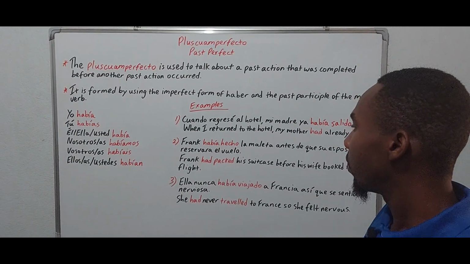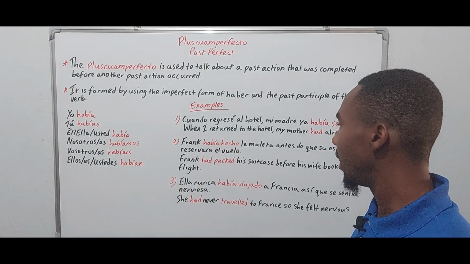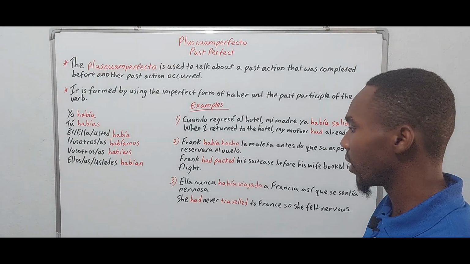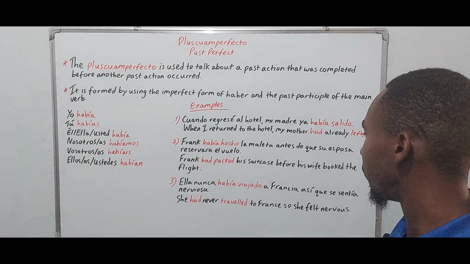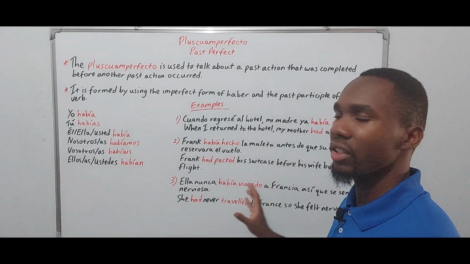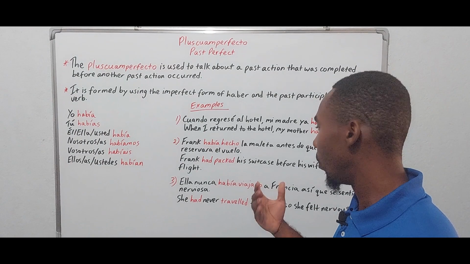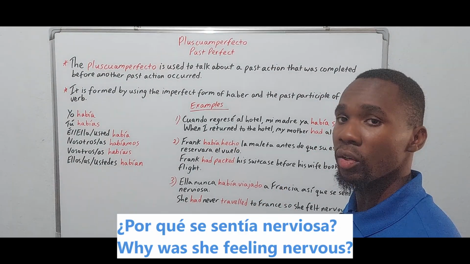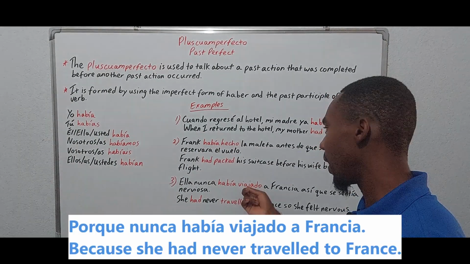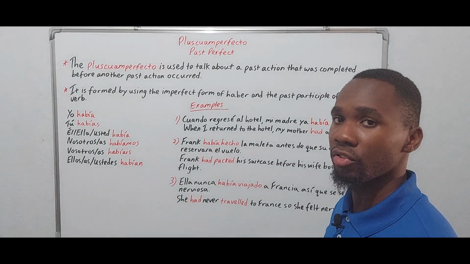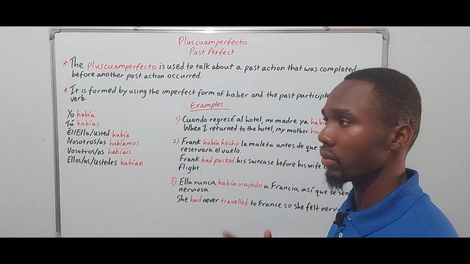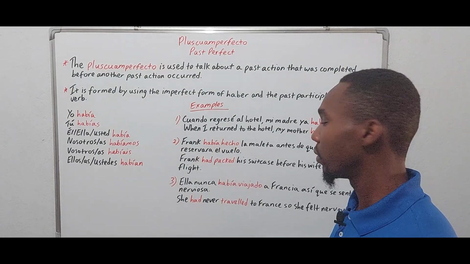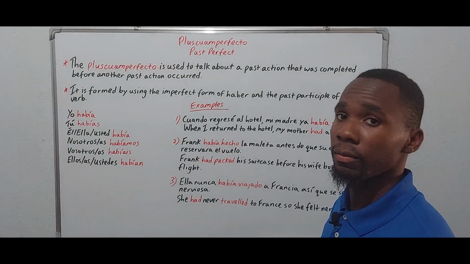Tres. Ella nunca había viajado a Francia, así que se sentía nerviosa. She had never traveled to France, so she felt nervous. Okay. So in this case, we're given some background details. ¿Por qué se sentía nerviosa? Porque nunca había viajado a Francia. Because she had never traveled to France. So this is providing some background information to explain her anxiety, right?